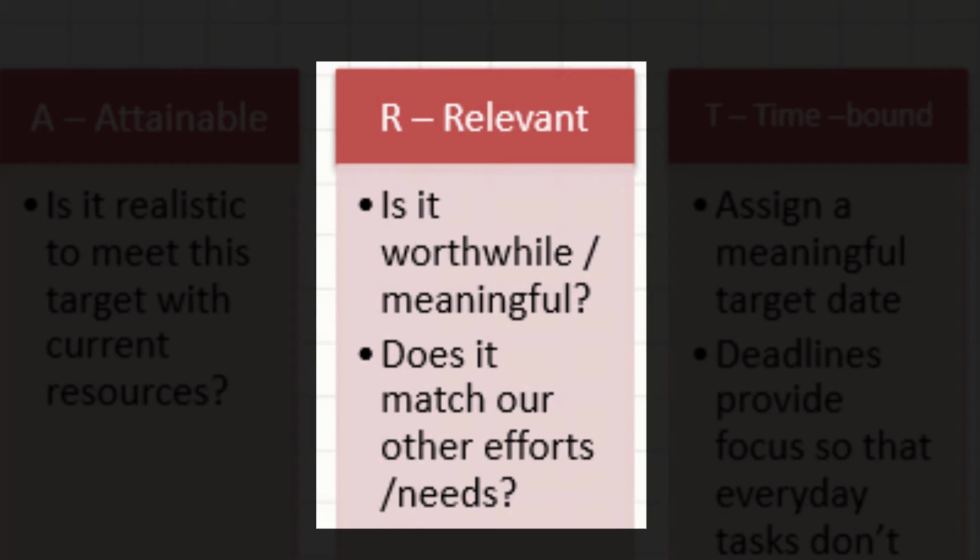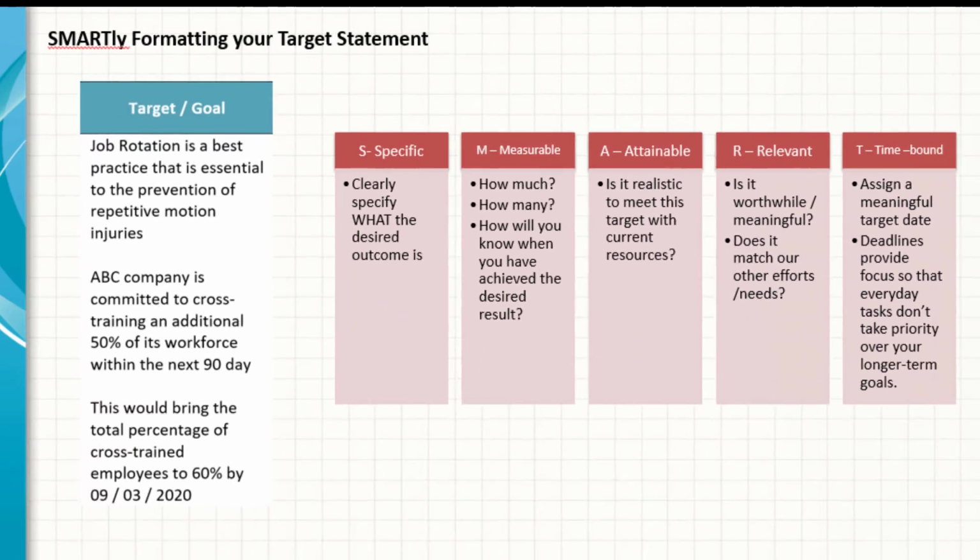R, relevant. So this step is about ensuring that your goal matters and it also aligns with other relevant goals. So a relevant goal can answer yes to these questions. Does the goal seem worthwhile? Is it the right time to pursue the goal? Does this match our efforts/needs? So a relevant goal answers yes to all those questions.